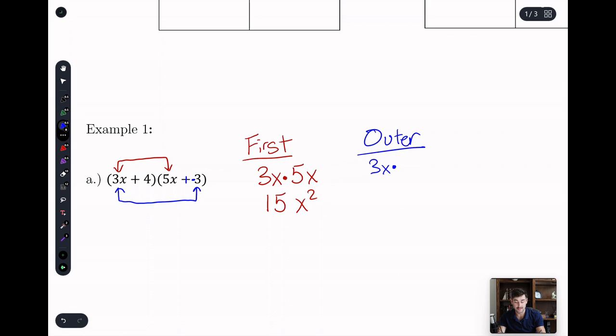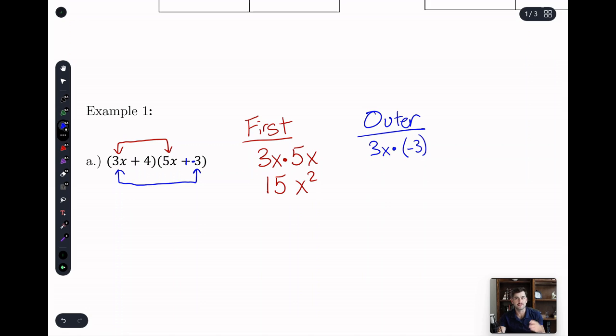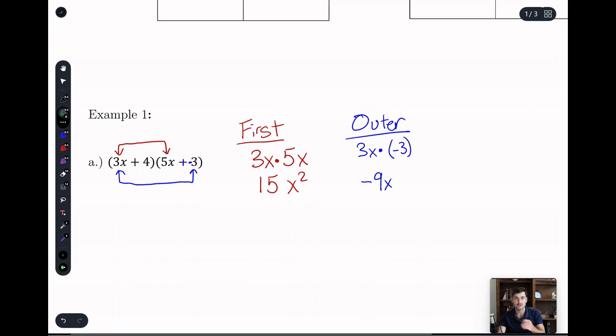So we've got 3x times a negative 3. And if you think back, does the negative 3 multiply by the x or the 3? It hits the 3 and we get negative 9x. All right, let's switch to green. Try to go a little faster, because it's doing the same thing over and over.